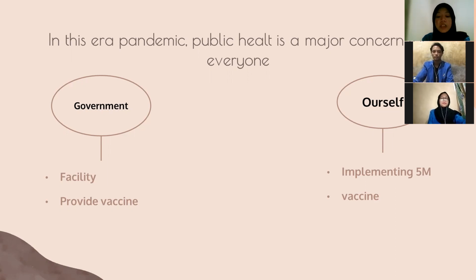In addition to vaccine, we can also reduce the spread of COVID-19 by implementing 5M. By orderly implementing 5M, we can minimize the spread of the virus. To achieve global public health, you can start with yourself.